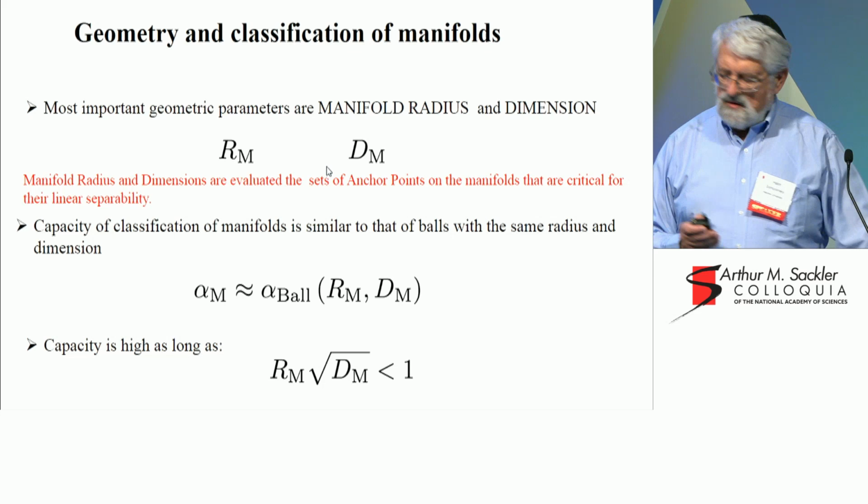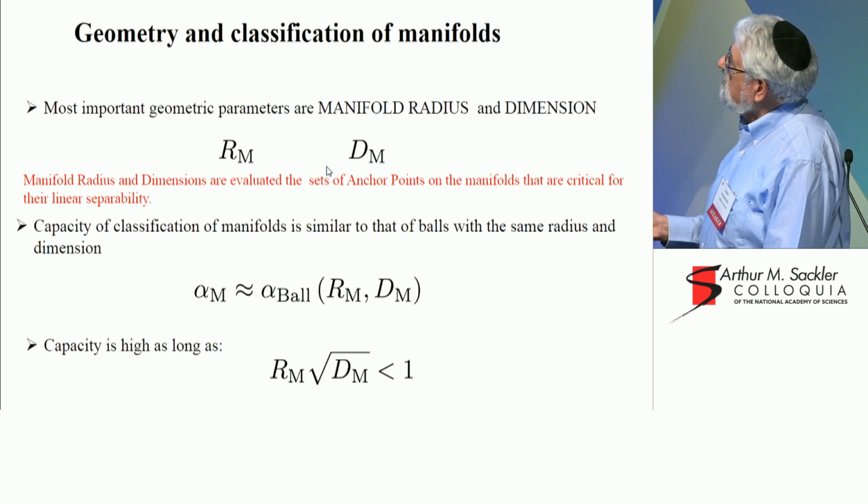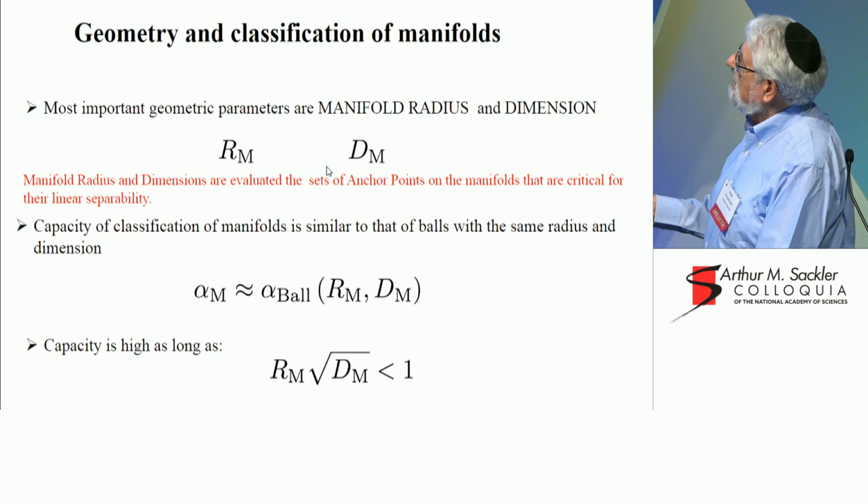So the capacity of the manifolds will be the same as the capacity of balls, and this can be written explicitly for the appropriate radius and dimension.